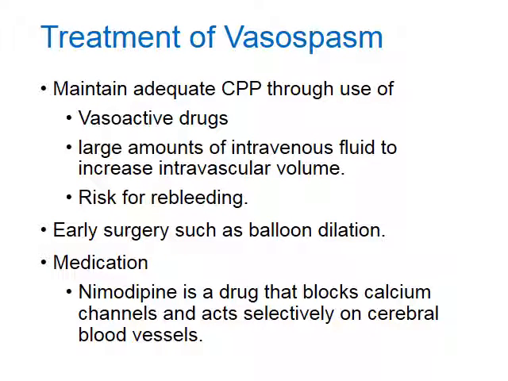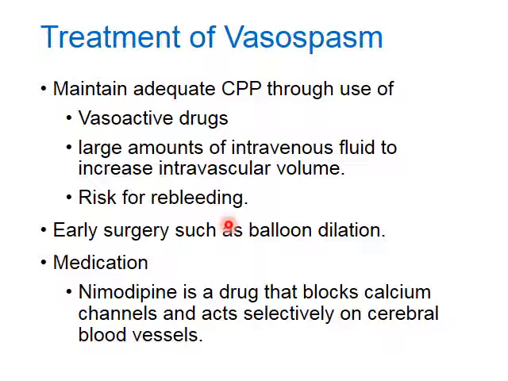Treatment of the vasospasm. We need to maintain adequate perfusion through use of vasoactive drugs. So the problem with these vasospasms, they're very hard to treat. We have some vasoactive drugs that we can use. We can use large amounts of intravenous fluids, which can try and forcibly expand open the vessels. But there's a high risk for rebleeding that can occur with this as well, and it's really a problem.